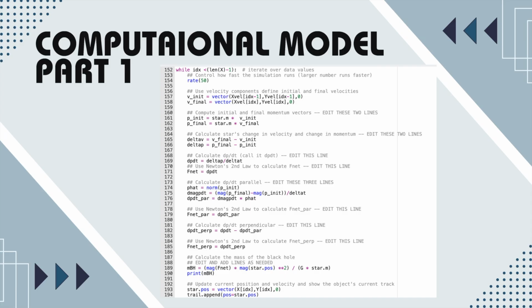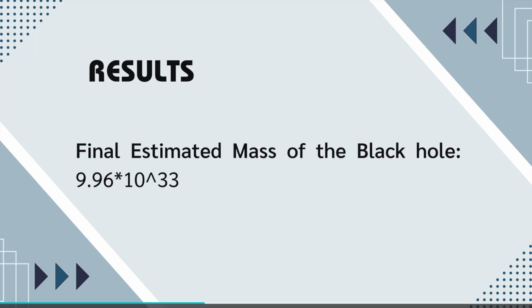at each data point. Each pass through the loop gave slightly different black hole mass values due to the rounding and orbital motion. To get one consistent estimate, I averaged all the calculated values. My final estimated mass of the black hole was approximately 9.96 times 10 to the power of 33.